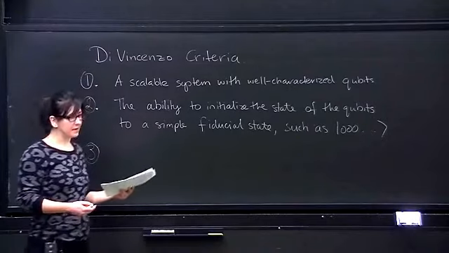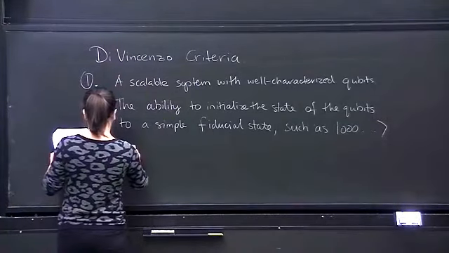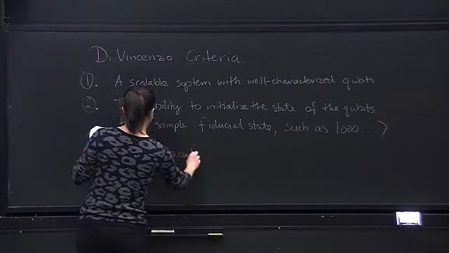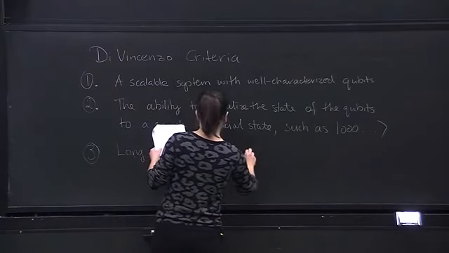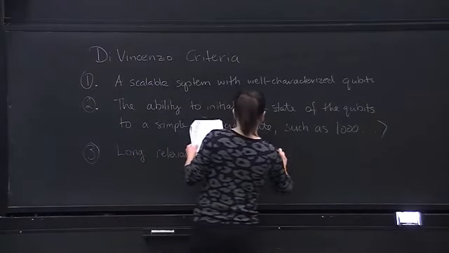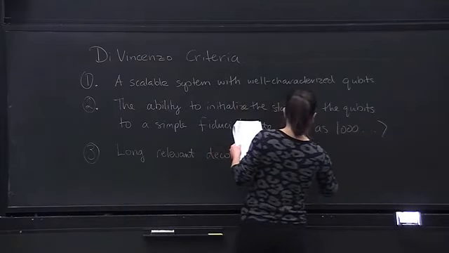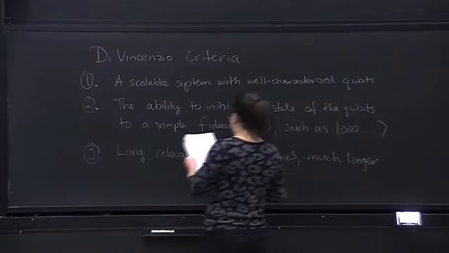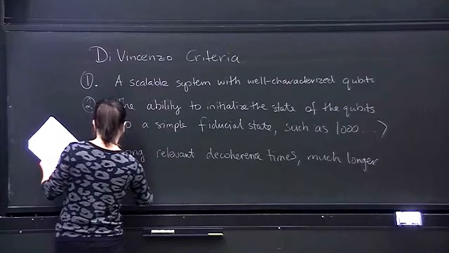Okay, so the third one is about decoherence. So we want to have long, relevant decoherence times. And we want these to be much longer than the gate operation time.